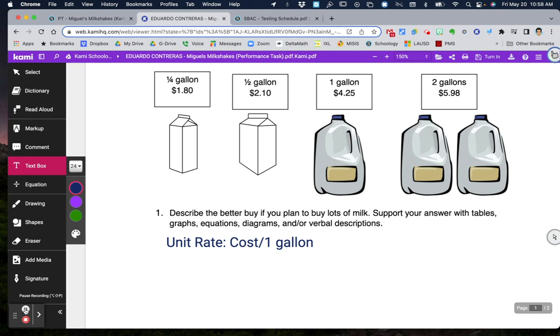So one way to figure this out is when you even things out by finding the unit rate, the cost for every 1 gallon. So we know how much it costs for 1/4 of a gallon, for half a gallon, for 1 gallon. So you may want to figure out the cost per gallon for each of these. Yeah. So figure out the cost per gallon for each of these. And then that would be even for all of them, and then you could determine the better buy.